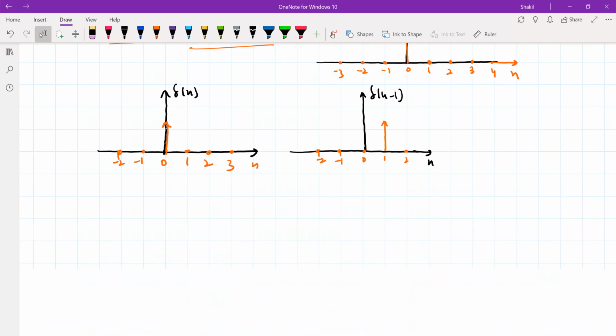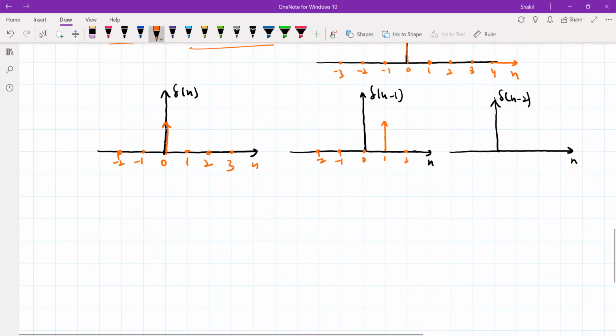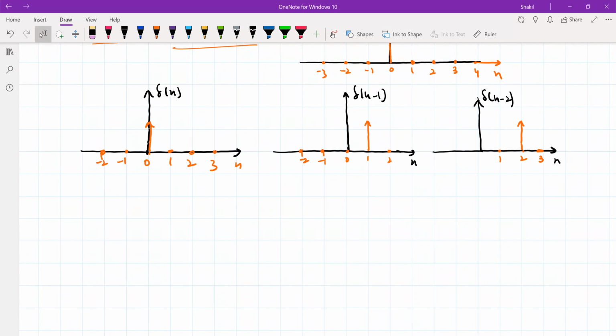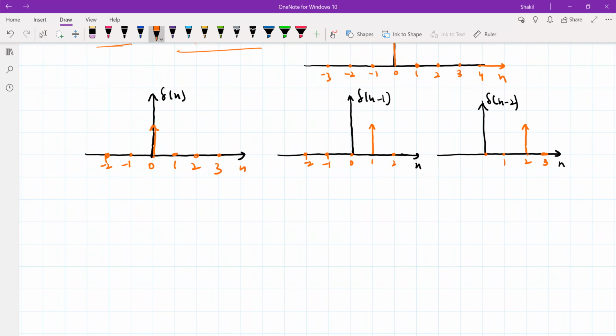These samples are 0. Same way we can draw delta n minus 2. And this is n. So this is our delta n minus 2. The sample values are non-zero only at n equal to 2. Rest of the samples are 0. So this is 0, this is minus 1, this is -2.